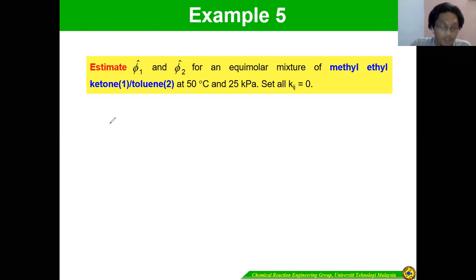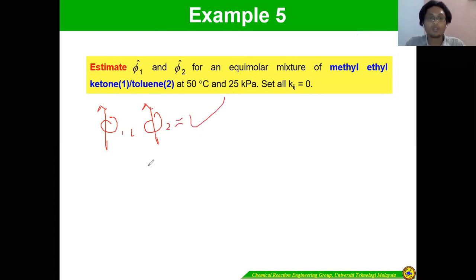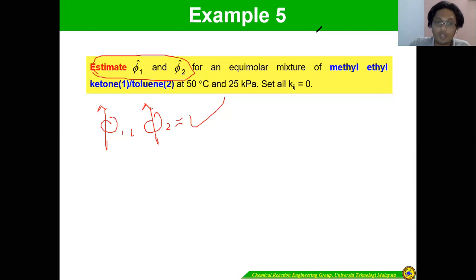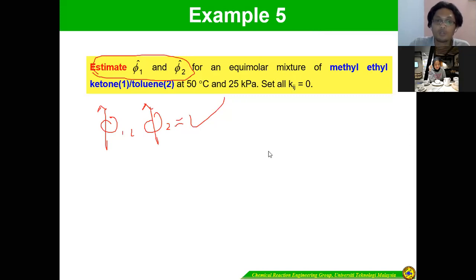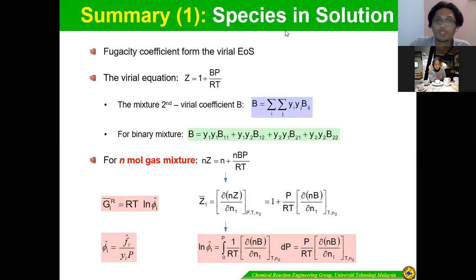Once you calculate phi_1 as well as phi_2, okay, this one you determined already. It's stated only to estimate phi_1 and phi_2, so you already determined the answer. But if it's stated that you have to determine the fugacity, then you have to use this equation.